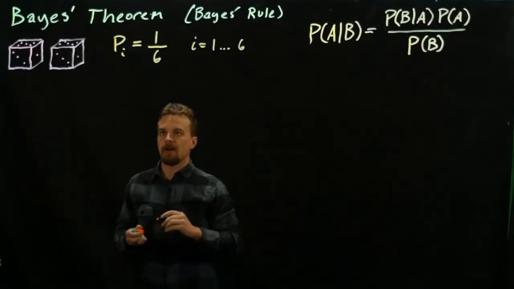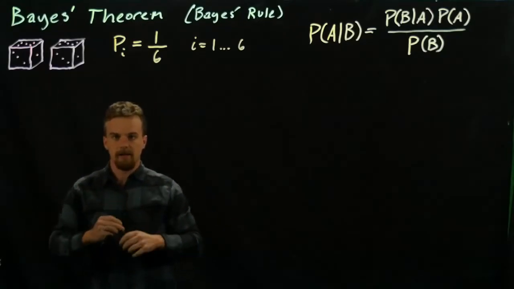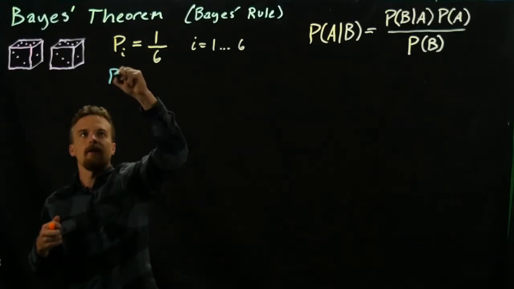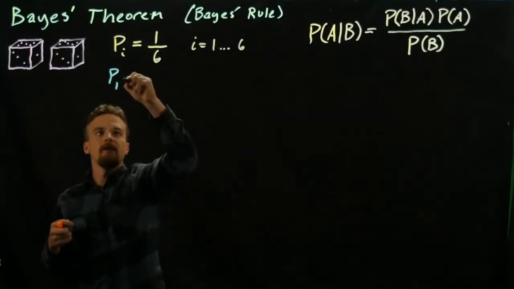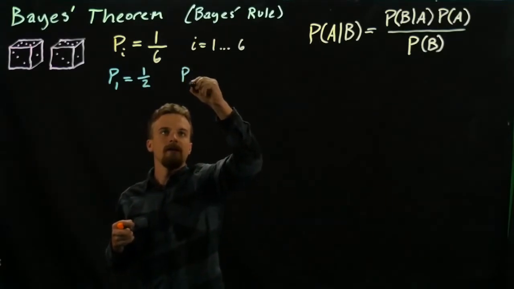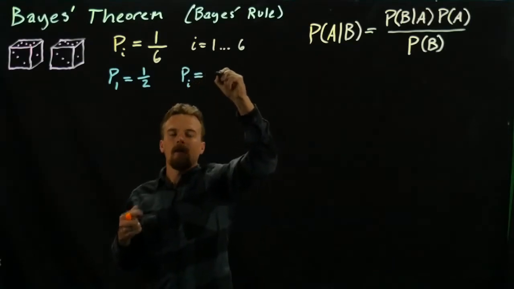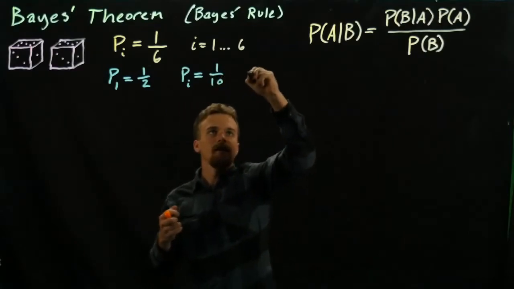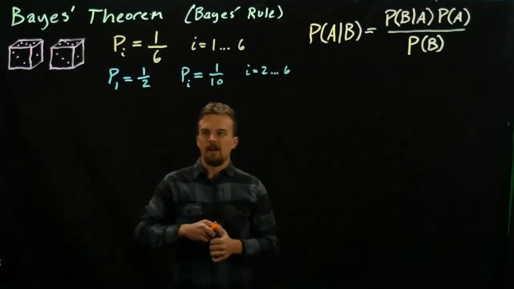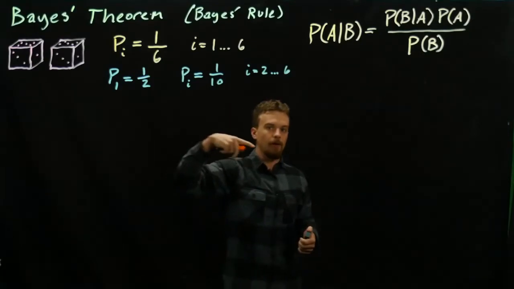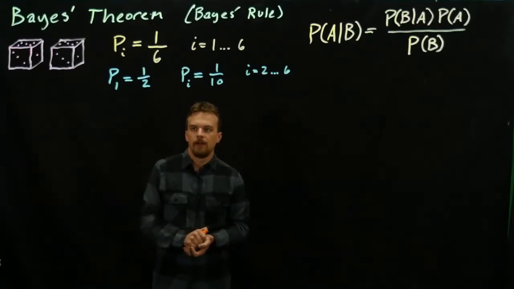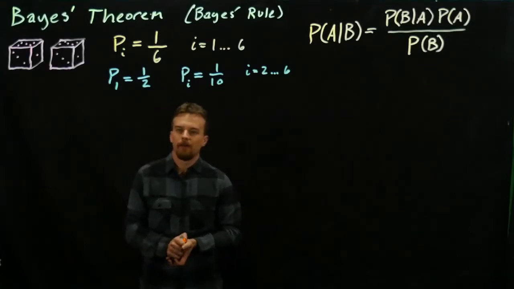Now, let's say we don't know which of these die is the weighted or not fair die, but we know that on the weighted die, the probability of rolling one is equal to 1/2, and the probability of rolling all the other values is equal to 1/10. This would be for i equals 2 up to 6. So does that make sense? On this unfair die, the one comes up half the time, and all the other values come up way less often. So we know this about our die, but we don't know which one's which.